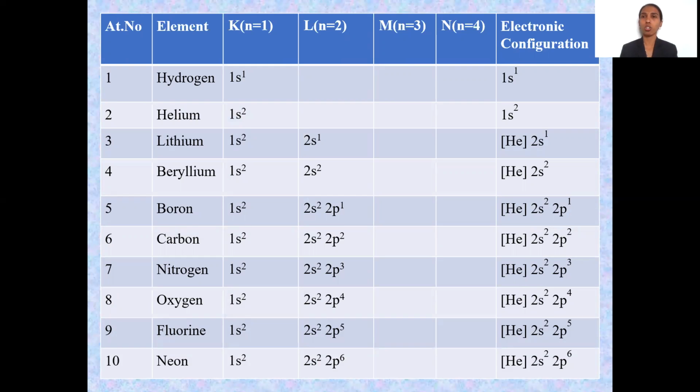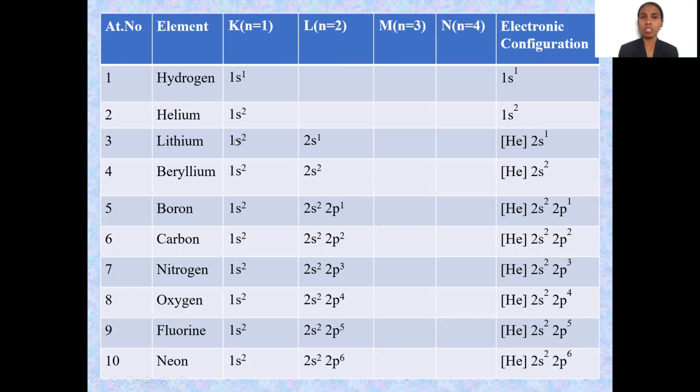Hydrogen atom, its electronic configuration is 1s1. Now the second one is helium, 1s2. Its electronic configuration is 1s2. Now next one, see, lithium, atomic number is 3. So the electronic configuration is 1s2, 2s1. Now instead of writing 1s2, 2s1, in the condensed state, we can write helium in a square bracket, meaning the electronic configuration of helium.